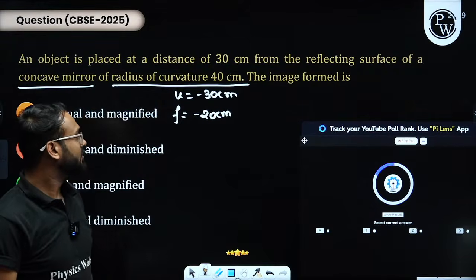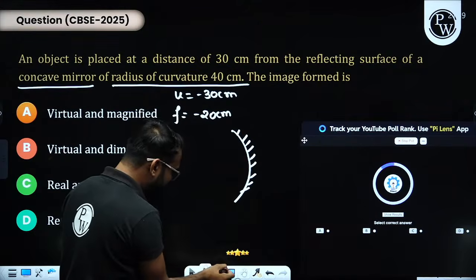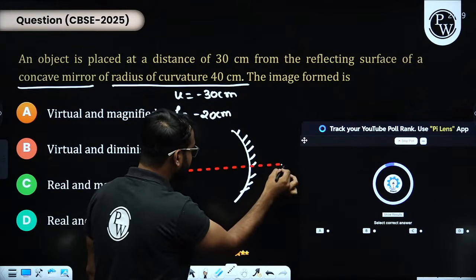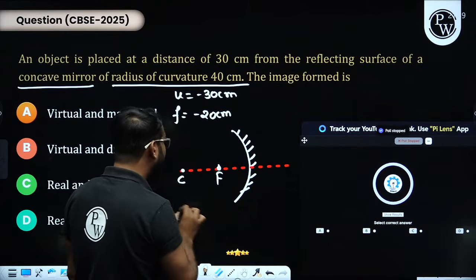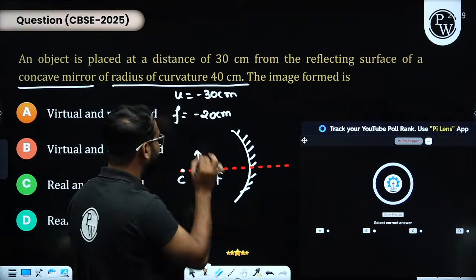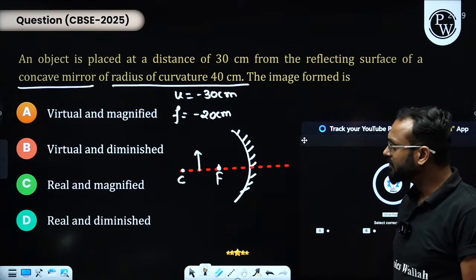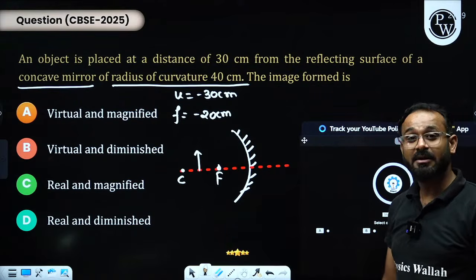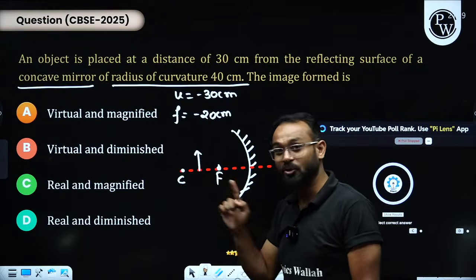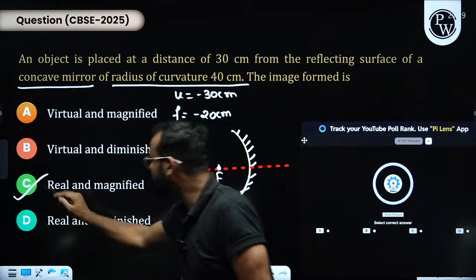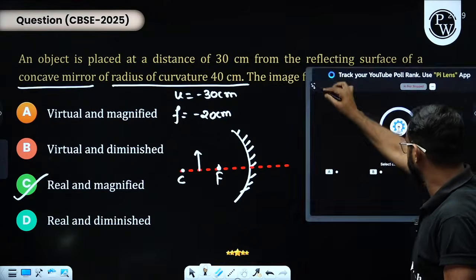Image formed will be, draw the diagram. Draw the diagram fast. Sir, this is focus. This is center of curvature. Object is placed here somewhat. Nature will be real, diminished or magnified? Sir, object is closer to pole. It will be magnified. Option number C. Yes.